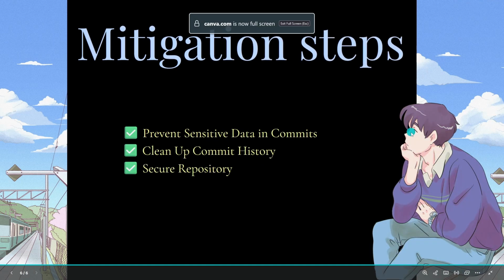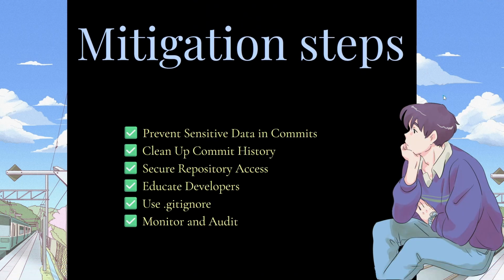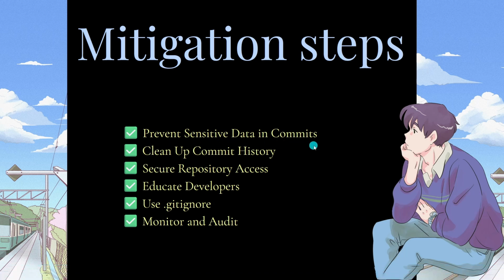Okay, so before going, let's understand this. We have the mitigation steps. When we find such kind of vulnerability, how are we going to mitigate it? The first point, I'll read it out here: prevent sensitive data in commits. Try to avoid this in the commits, because once it is committed, as you can see, it is present in the log and you are able to access the data. So just prevent this data in commits.